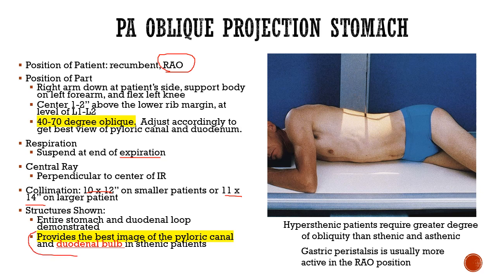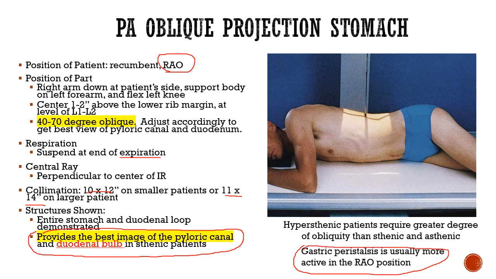Something very important, it visualizes the best image of the pyloric canal and the duodenal bulb in sthenic patients. The gastric peristalsis, by the way, something to note, is much more active in this RAO position. So you want to be careful and have very short exposure times on this one too.